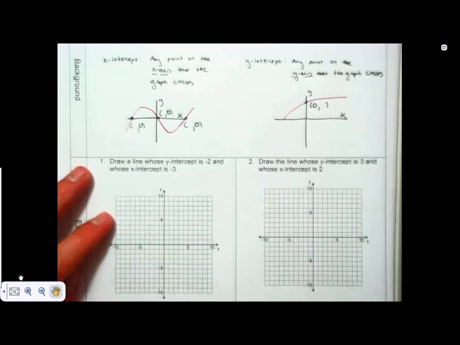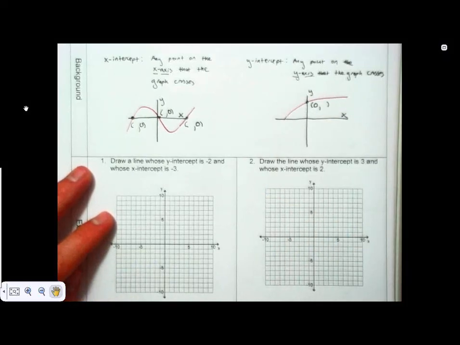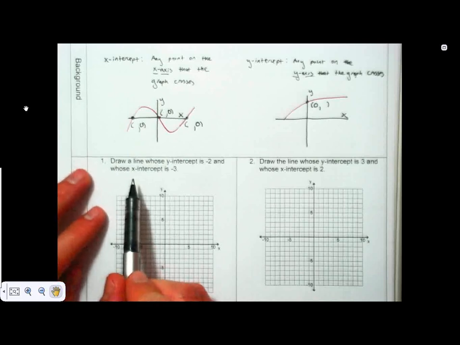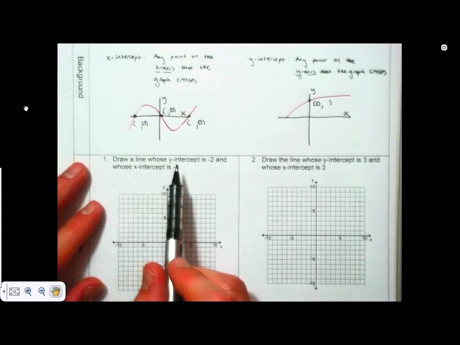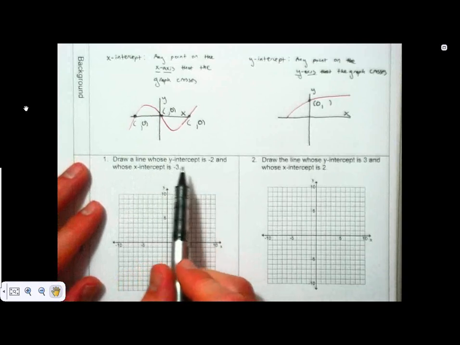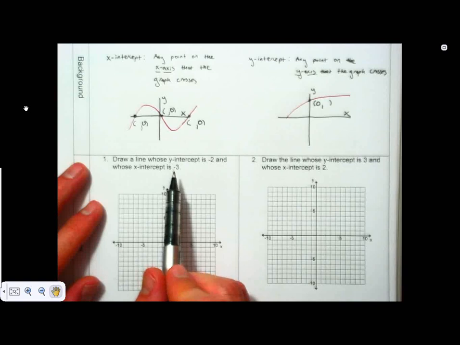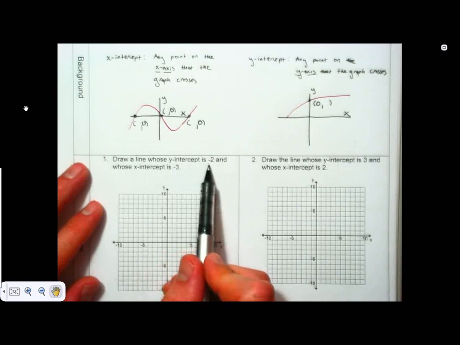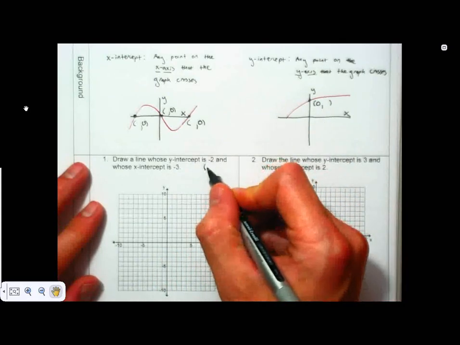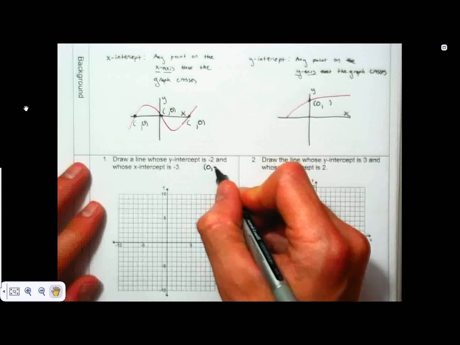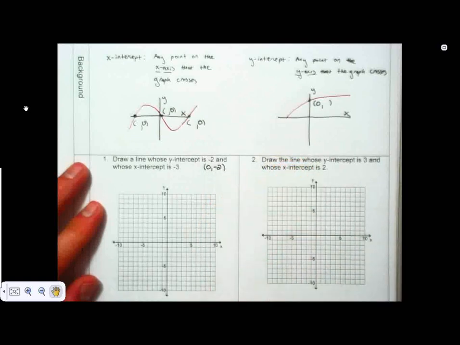So let's see if we can use this information to actually sketch a graph by taking a look at number 1. So number 1 says, draw a line whose y-intercept is -2 and whose x-intercept is -3. Well, if the y-intercept is -2, we already know the x-coordinate is 0. So what that tells me is this point, the y-intercept, is going to have coordinates (0, -2). And if I graph that, (0, -2) on my grid is down here.